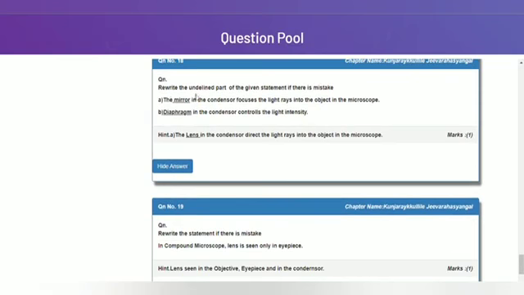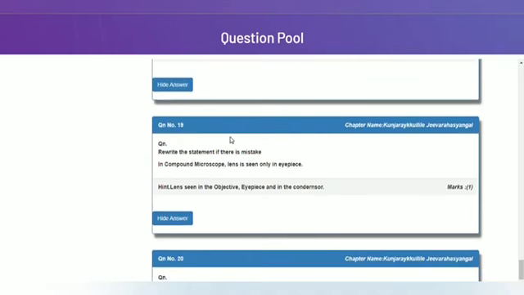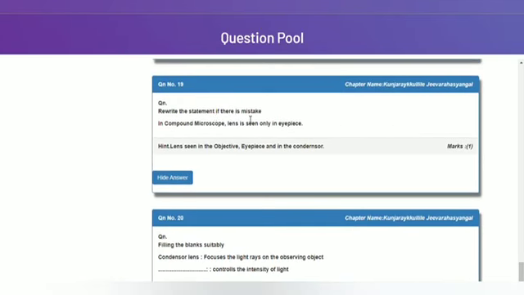18th question. Rewrite the underlined part of the given statement if there is a mistake. The mirror in the condenser focuses the light rays into the object in the microscope. Options: A. Lens in the condenser; B. Diaphragm in the condenser controls the light intensity. The answer is: the lens in the condenser directs the light rays into the object. So it is not the mirror, it is the lens in the condenser that directs the light rays into the object in the microscope.